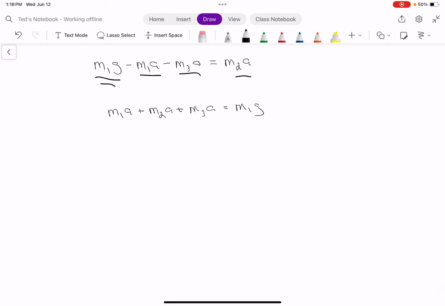So now the next step in our algebra is to notice that we've got a in all three terms. So we're going to pull that out. A times m1 plus m2 plus m3 equals m1g. So my acceleration is equal to m1 over m1 plus m2 plus m3 times g. So what I did is I divided both sides of the equation by the thing in parentheses. On the left, the thing in parentheses canceled, and on the right, I got m1 divided by the thing in parentheses times g.